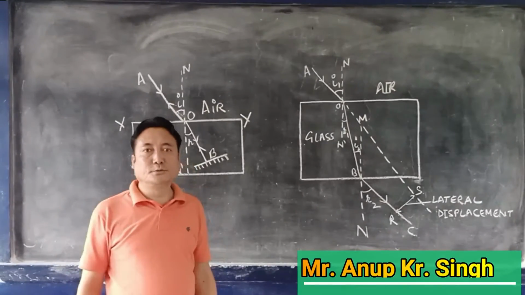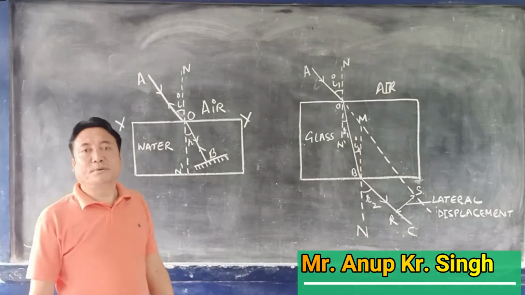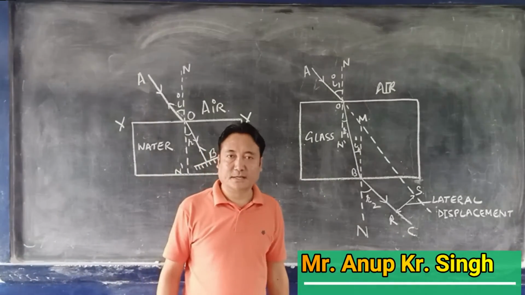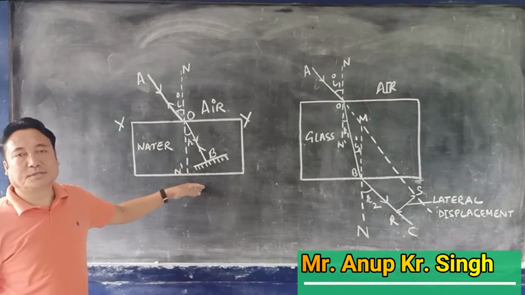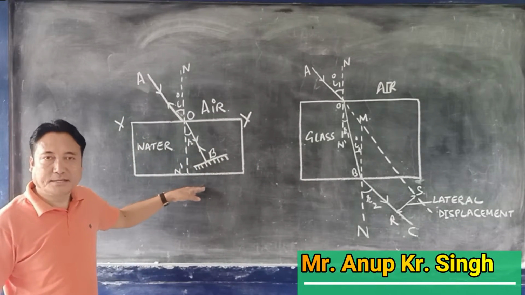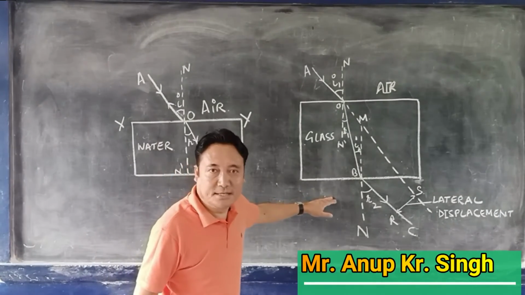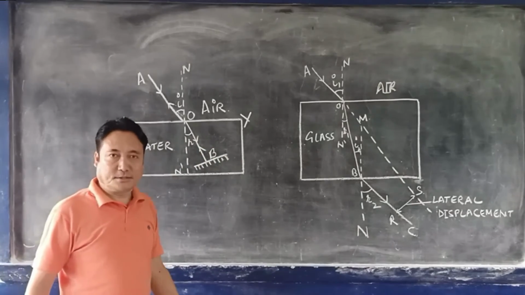Today we will discuss two points. One is the principle of reversibility of light, and the second one is the lateral displacement. So the two figures I have drawn here: the first figure shows the principle of reversibility of light, and the second figure shows the lateral displacement. So we are going to discuss these two things now.